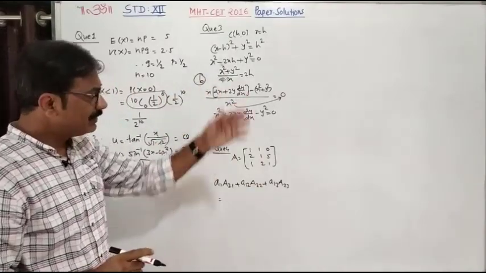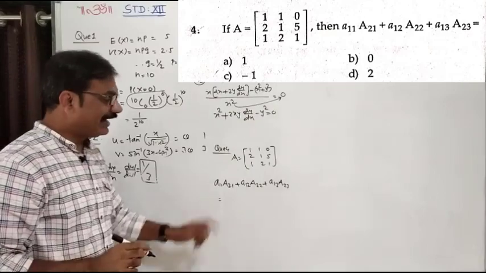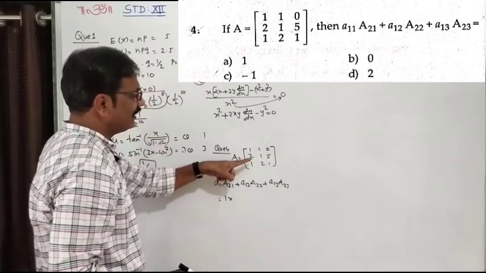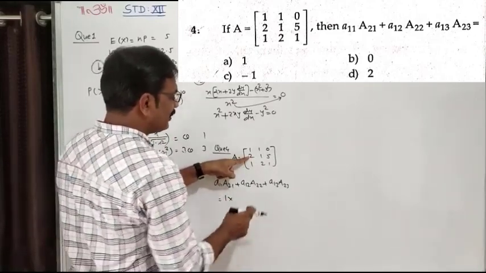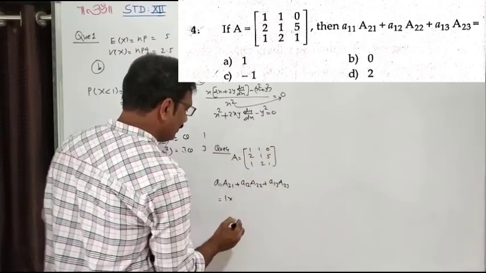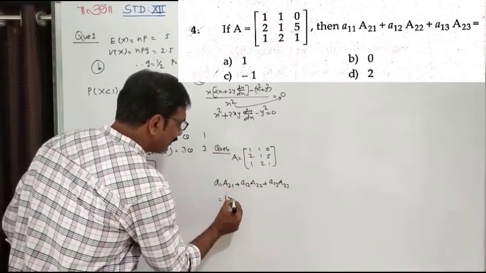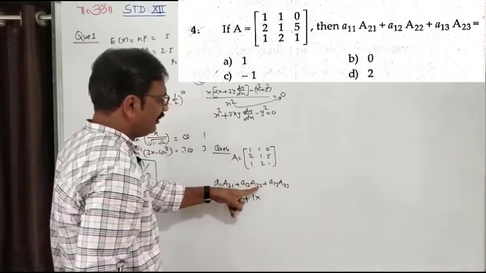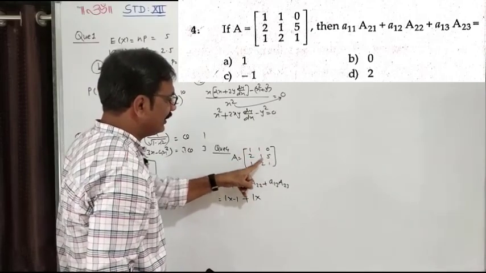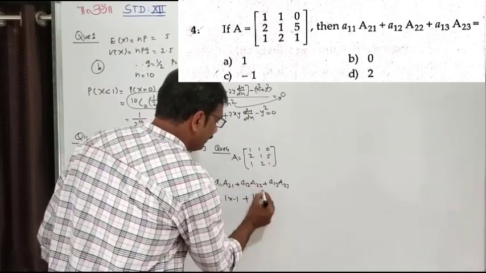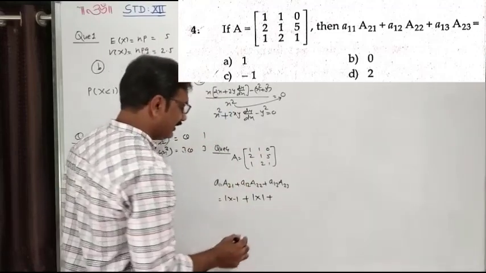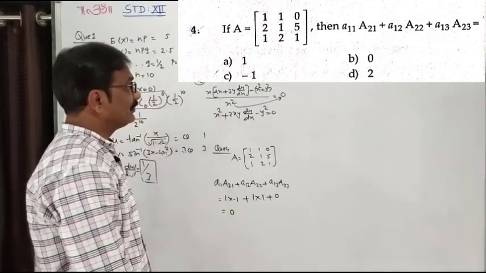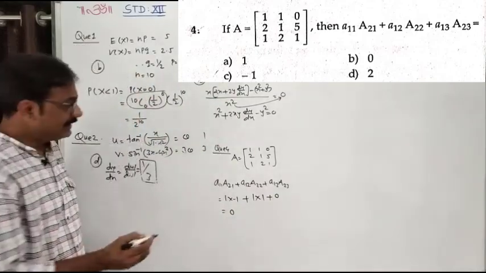Question number 4. Matrix A is given and you have to find the value of this. Very simple one. A11, element number 1, A21. For this, we find the adjoint: 1 minus 0. The sum is odd, so it is minus 1, plus A12, it is again 1, cofactor for this A22, 1 minus 0, it is 1 because the sum is even number, A13 is 0. So minus 1 plus 1, your answer is 0. See, the option is B.